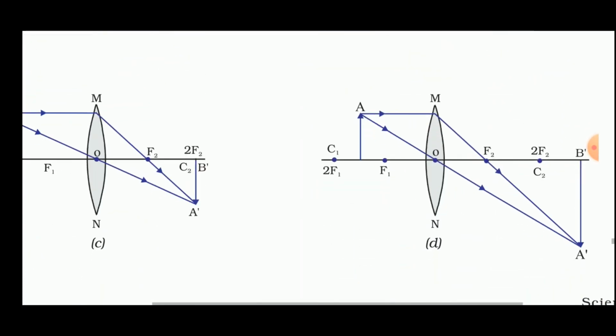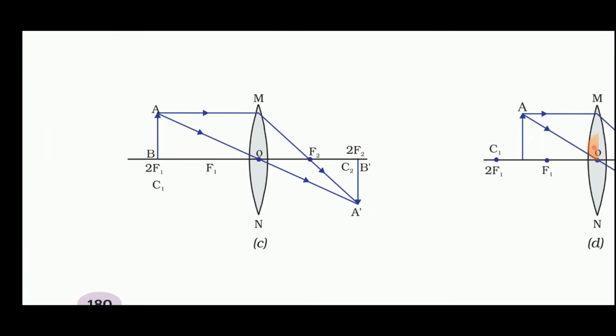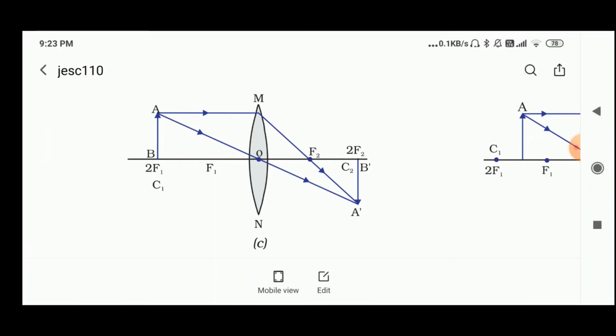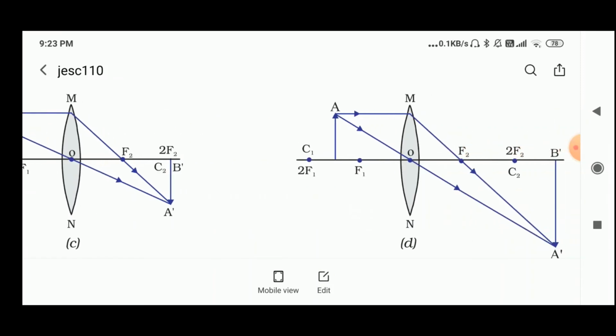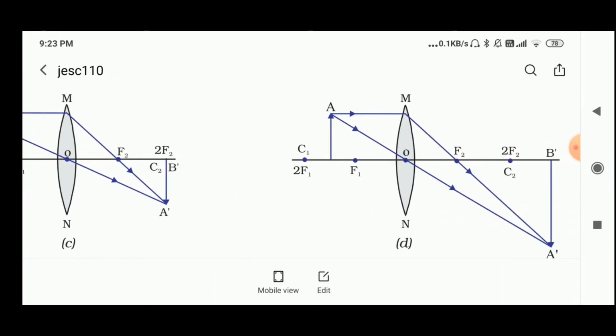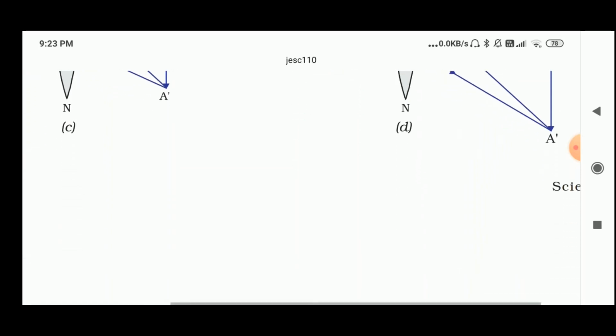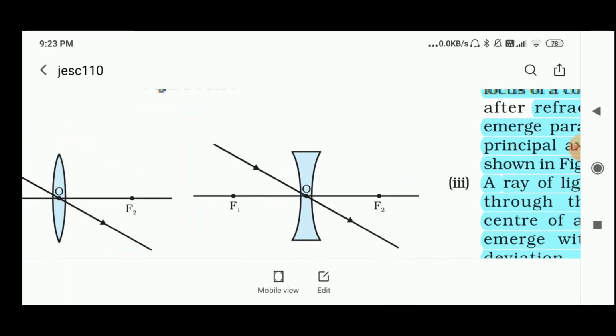Now if the object is between the center of curvature and the principal focus on one side, then the image will be formed beyond the center of curvature on the other side. If the object is at the center of curvature on one side, then the image will also be formed at the center of curvature on the other side. So you can see this again from the table here.